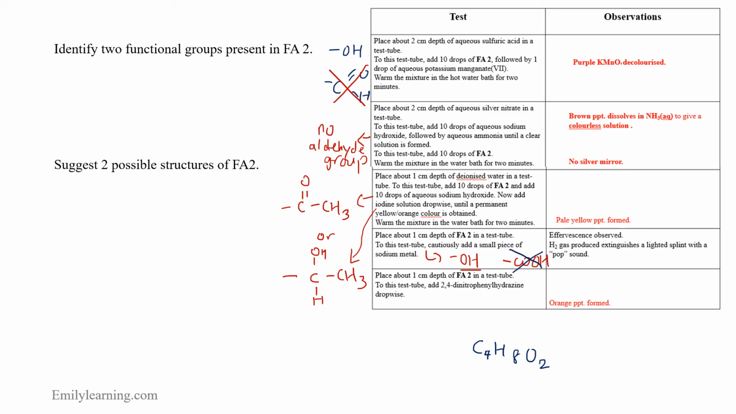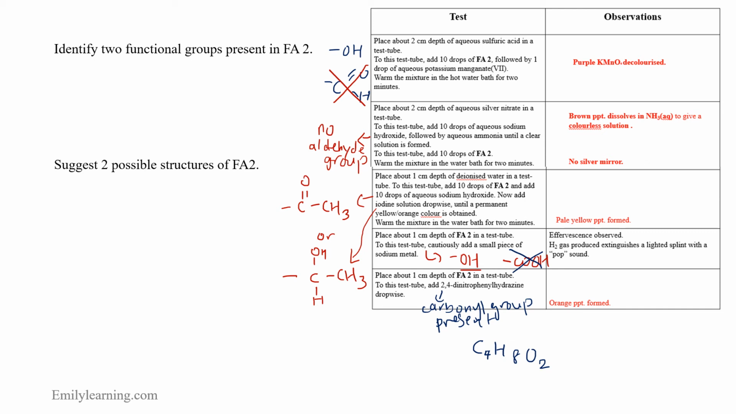Okay, now lastly, let's look at this. Place about 1 cm depth of Fa2 in a test tube. Then to the test tube, add 2,4-dinitrophenylhydrazine dropwise. So I have an orange ppt formed, and with that, I know that a carbonyl group is present. Okay, carbonyl group is aldehyde and ketone, right?